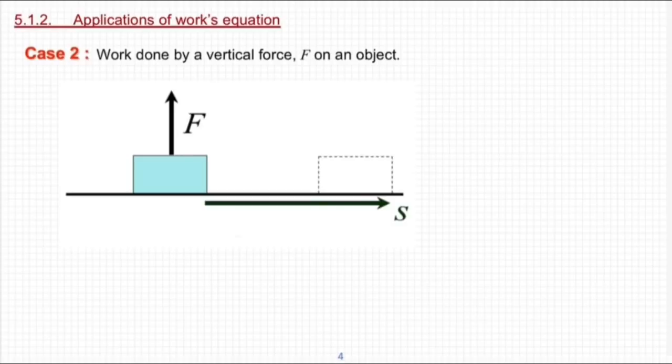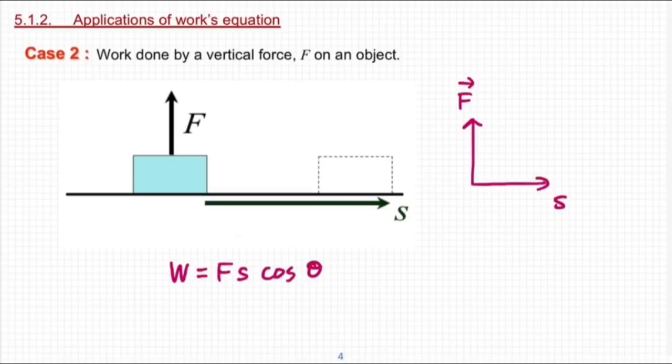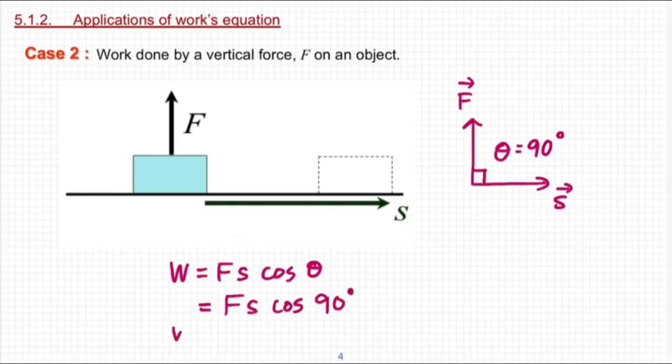For the second case, we have work done by a vertical force. Our force right now is in the vertical direction, and the object will have a displacement S. To find the work, we have to use work's equation, W is equal to Fs cos theta. Once again, find theta by looking at the angle between force and displacement. Here the angle is 90 degrees, and we can substitute theta is equal to 90 degrees in this equation, which will give us work is equal to 0 joule.